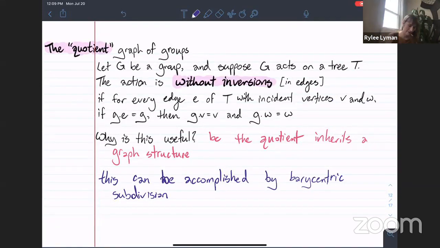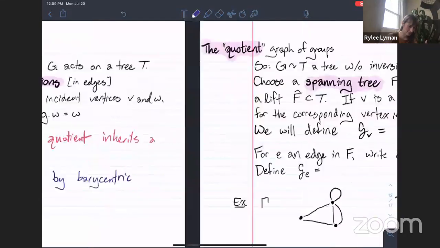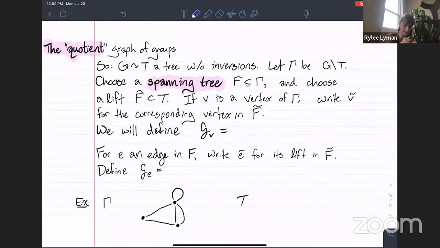Great. Okay, so let's do it. So if we have an action on a tree without inversions, to define a graph of groups, I need a graph and I need some groups, right? So my graph will be the quotient of the action of G on T. I'm doing the left quotient because it's a left action. Everybody should do this. So I have my graph gamma, and I'm going to choose a spanning tree.